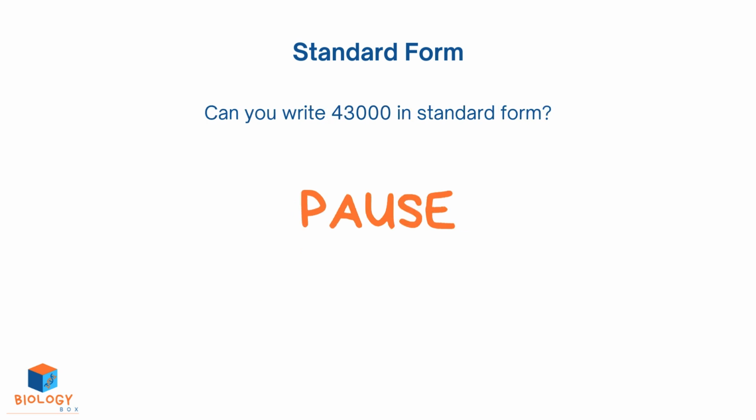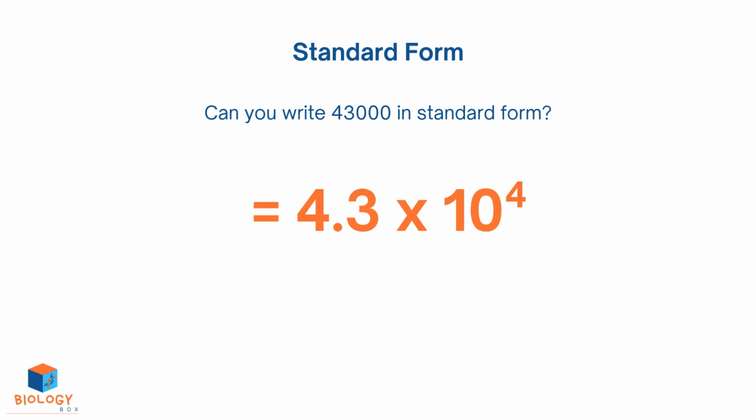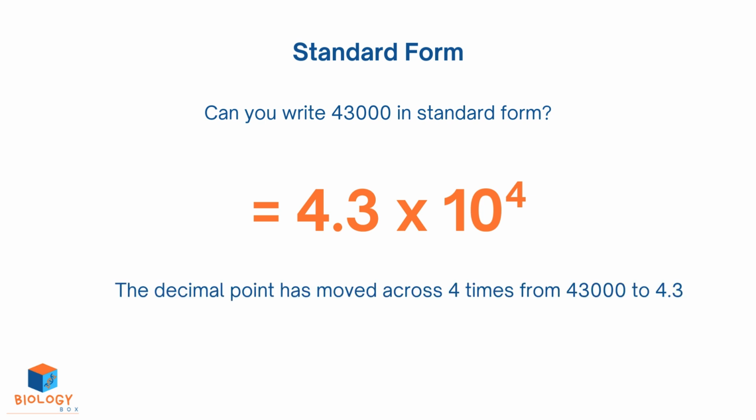Can you write 43,000 in standard form? Pause the video whilst you work out the answer. The answer is 4.3 multiplied by 10 to the power of 4. The decimal point has moved across 4 times from 43,000 to 4.3.